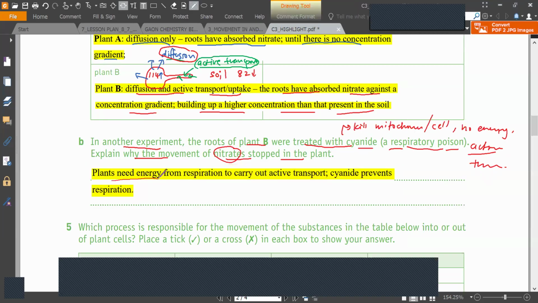Basically, the plants need energy from respiration to carry out active transport. Cyanide is a respiratory poison that stops the energy production, so there will be no energy for active transport. Okay. Next.